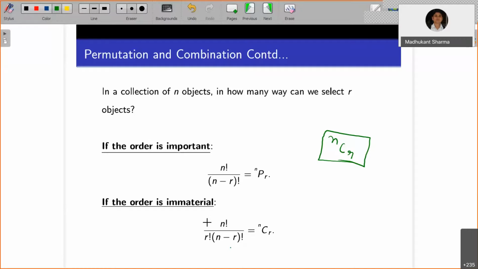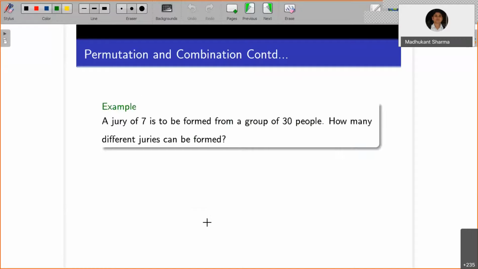Let us look at some examples for this. Now, let's take this example: a jury of 7 is to be formed from a group of 30 people. So a group of 30 people is there, and you want to create a jury of 7 people. How many different juries can be formed?